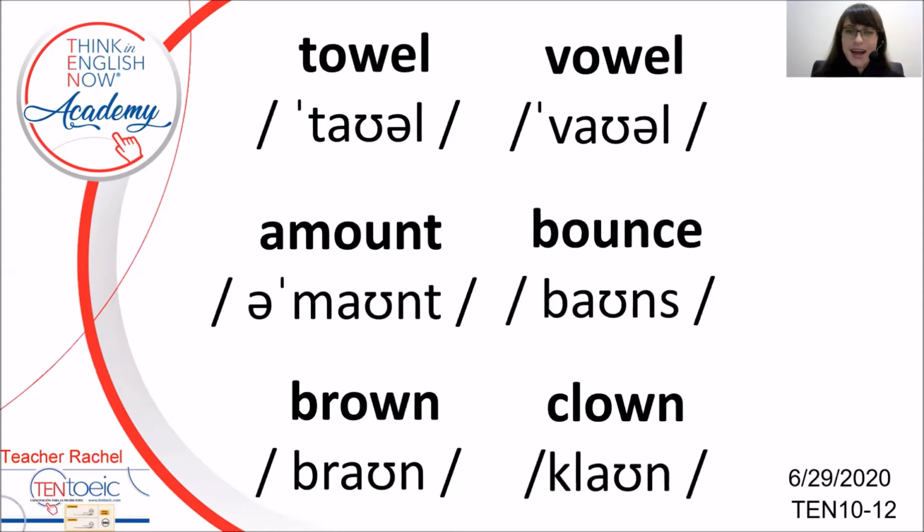Bounce. This is an action, and it means to go up and down. Bounce. So maybe little kids like to bounce or jump. They like to go up and down.